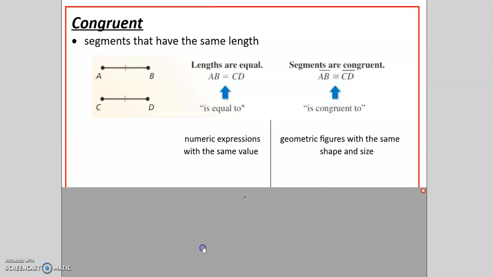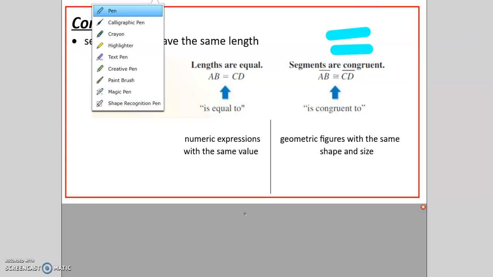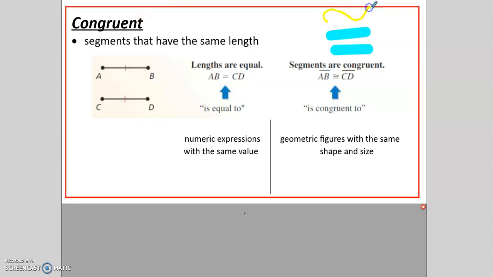Congruent uses this symbol right here. It's the equal sign, but with a squiggly line on top. Let me get a different color.